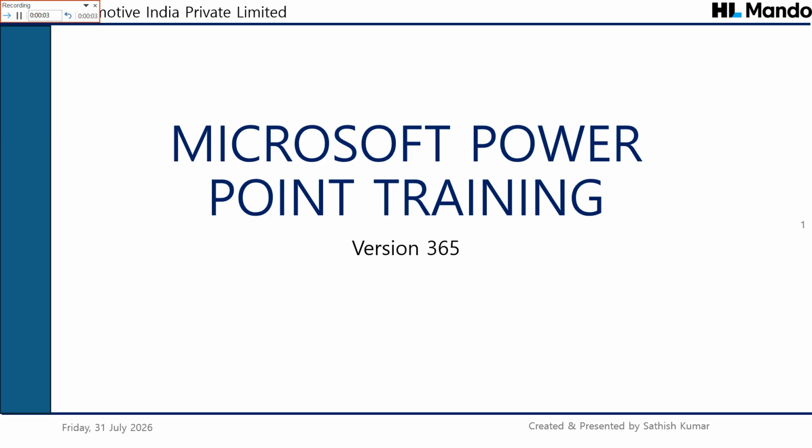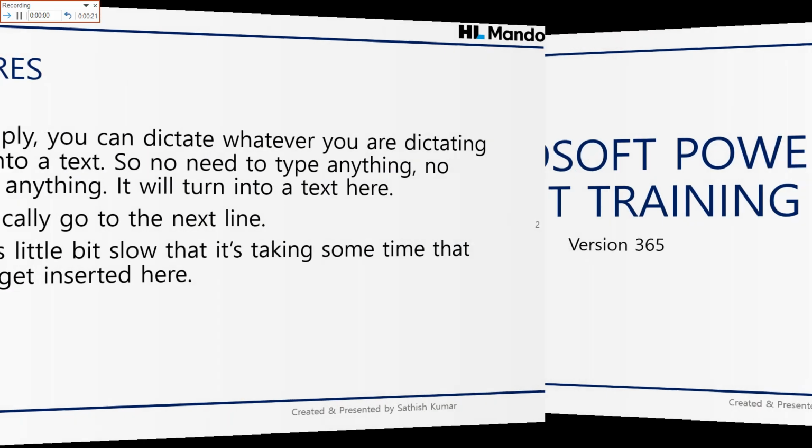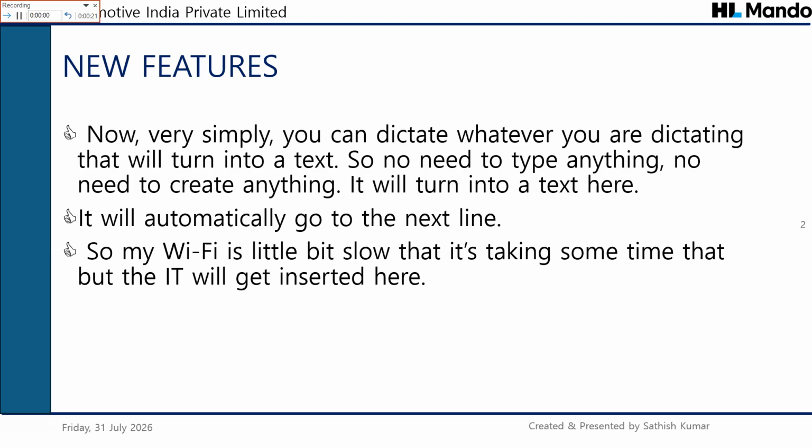Notice the 2 timings running on the topmost area. One is your current slide timing. Second one is your entire slideshow timing. The first is the current slide's timing, the second is the entire slideshow's timing. Now I press enter. After some 20 seconds, I am pressing enter. So after 20 seconds, it will go to the next slide.